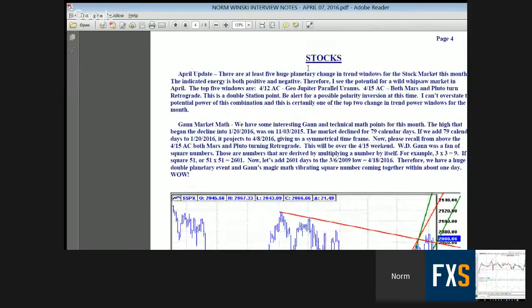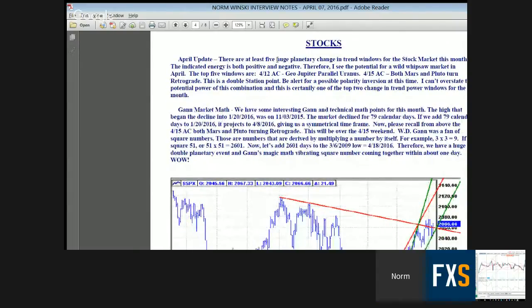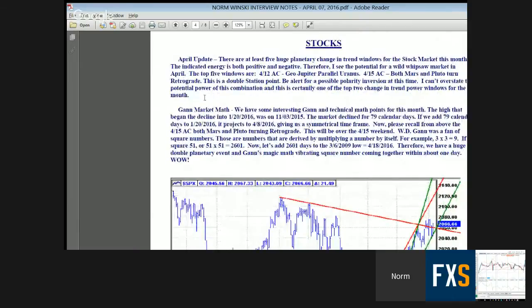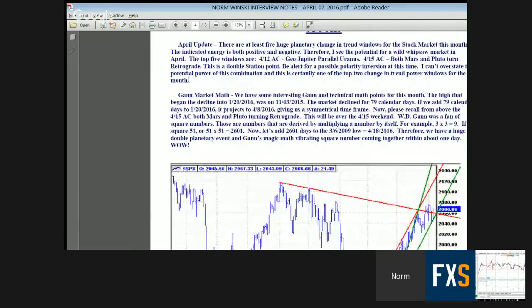Yeah. So here's the stock market. The stock market's a big basket of everything, so it's going to respond to these huge things I was talking about before. And so there's your big dates. You got Tuesday night the 12th and the 15th, and the 15th weekend. And here's some interesting things coming out here at math, some Gann math. Some of your folks might be Gann students.